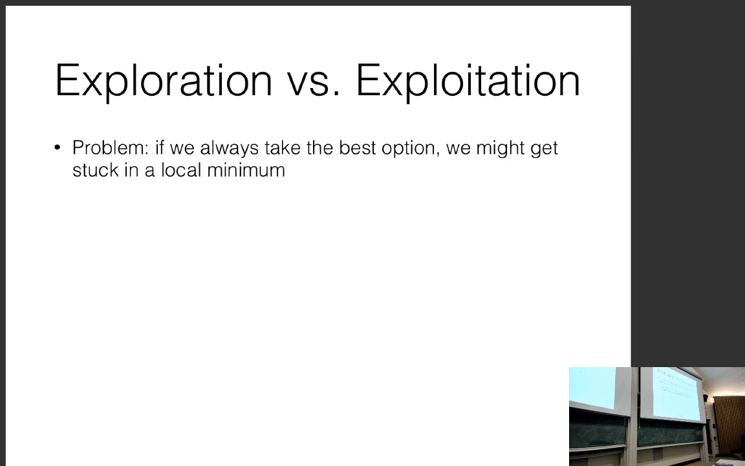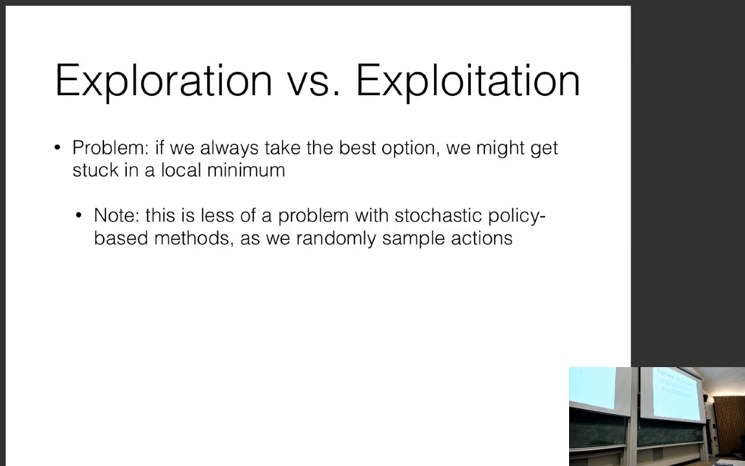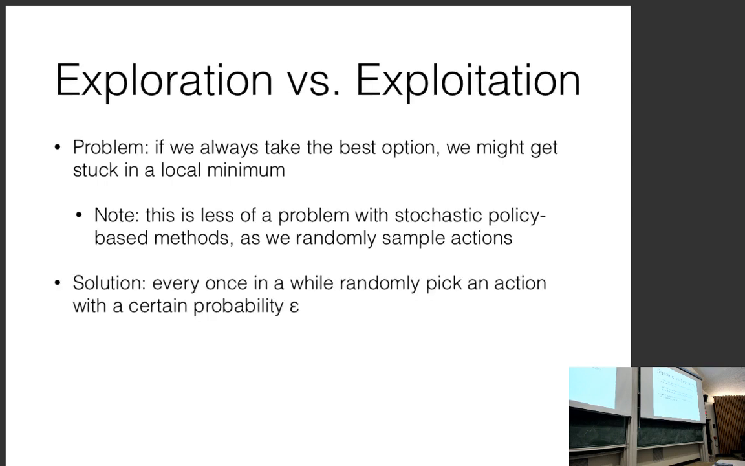So this is particularly a problem for Q-learning, or sorry, for value-based reinforcement learning, because if you don't have a probabilistic policy and just take the maximum every time, you will get stuck. You'll have no way of escaping. If you have a stochastic policy, you're still randomly sampling actions, so you still have a chance to escape from this, right? So it's a little bit less of a problem in policy gradient.